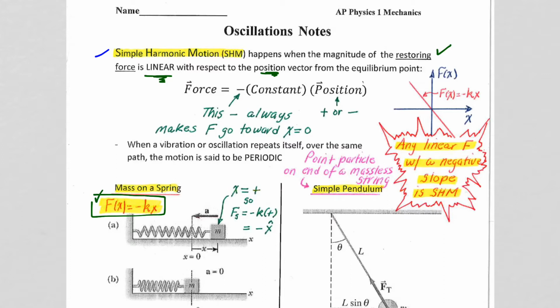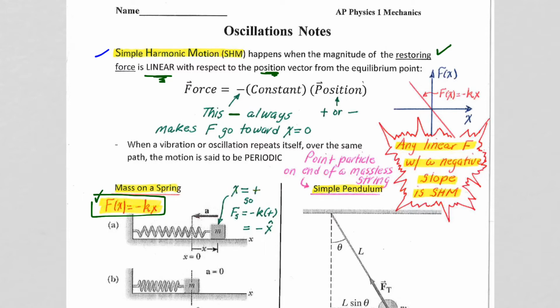The negative, if you recall, in Hooke's law, meant that we had a restoring force. So it was always trying to bring the mass back to the origin. The spring, when it was stretched, would pull the mass back to x equals 0. And when it was compressed, it would also try to push the object back to x equals 0.